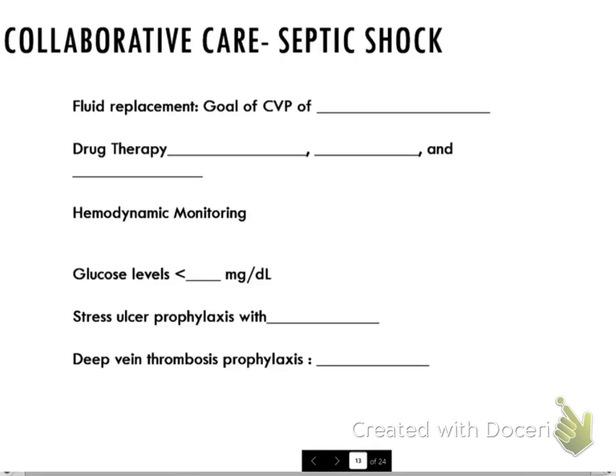All right. Septic shock. This guy's a big one. What did we say we want our CVP at? 8 to 12. Minimum of 8. Really, if you just remember minimum of 8, you're good.